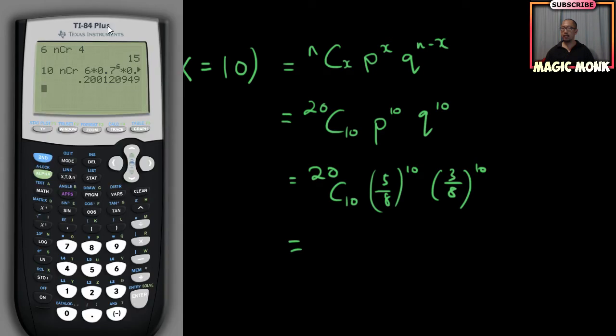So putting that in our calculator, we have 20, math, probability, NCR, 20C10 times 5 out of 8 to the power of 10 times 3 out of 8 to the power of 10. And what do we have? 0.0924.